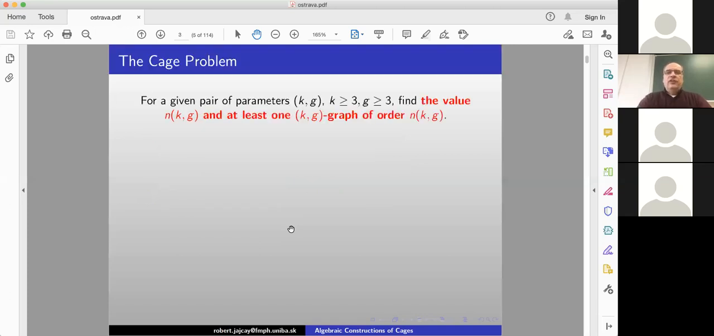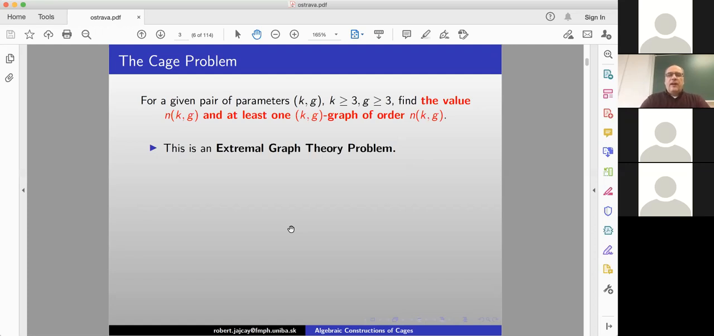Okay, so this is, of course, a well-known problem. You can find it in the literature under the name the cage problem. And the cage problem, stated with what I already used, is: if somebody gives you a pair of parameters, k and g, then you're looking for the order of the smallest graph in which every vertex is of degree k and the girth is g. And you are supposed to find this order, and you are also supposed to find at least one graph of this order.